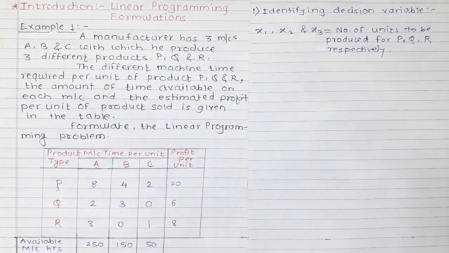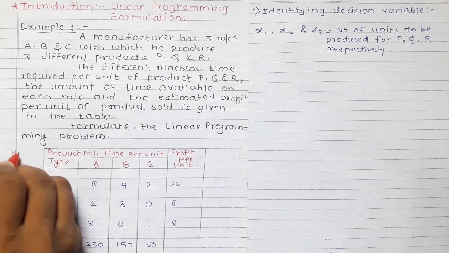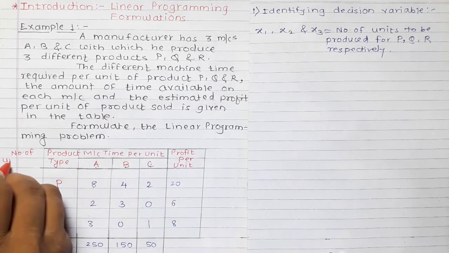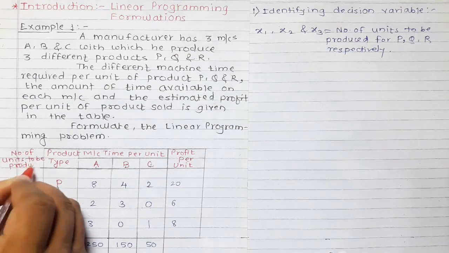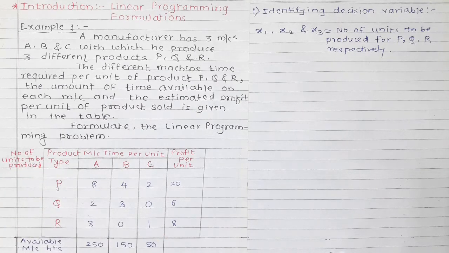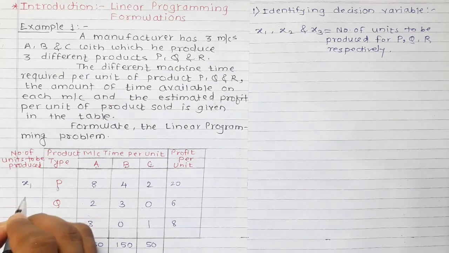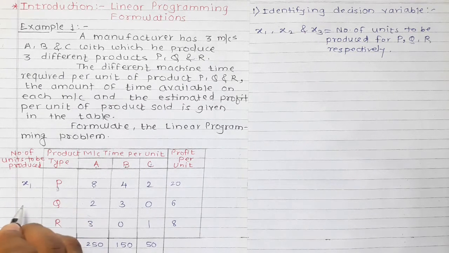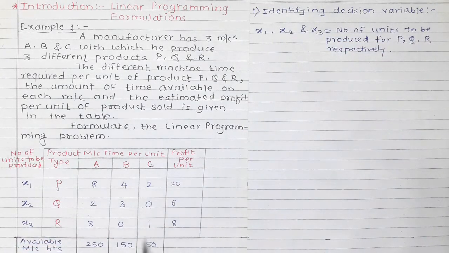That means we can write this in a table. Here we can write the number of units to be produced, that means the quantity of products P, Q, and R to be produced. We have assumed x1 is the total quantity of product P, x2 is the total quantity of product Q, and x3 is the total quantity of product R. So this is the decision variable. So the first step we have completed.